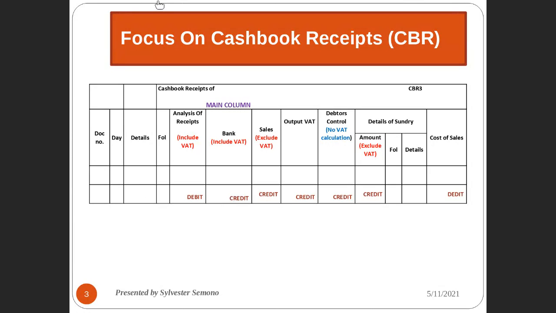I know somewhere here I made a mistake, so this was just an error. I remember the analysis of receipts account. I meant to write debtors here because remember, you cannot open an analysis of receipts account. There's nothing like that. So this was supposed to shift and come this side.